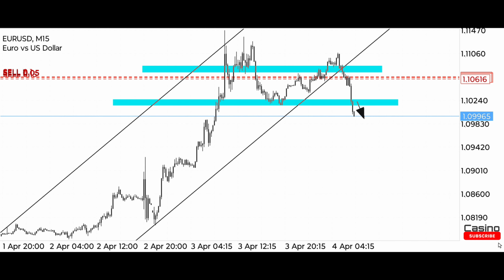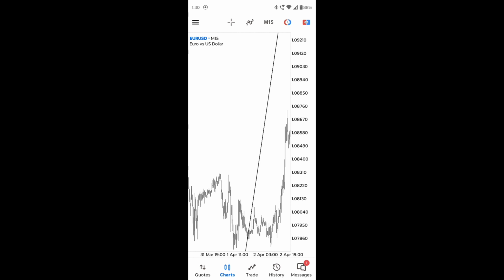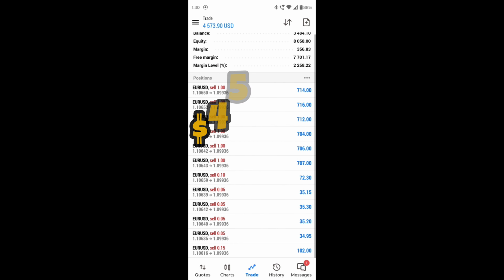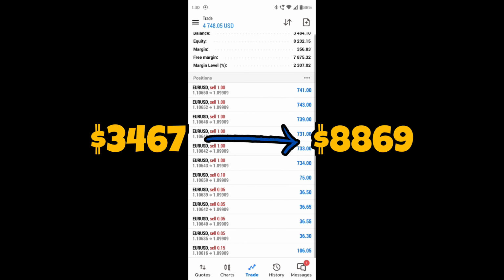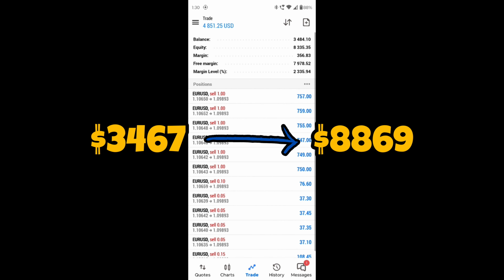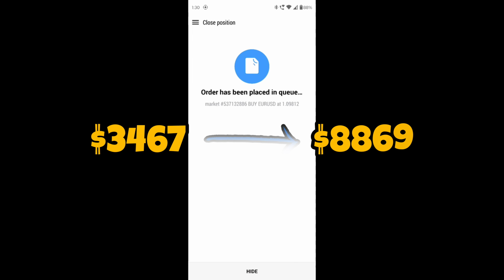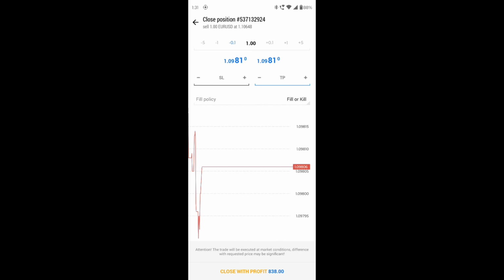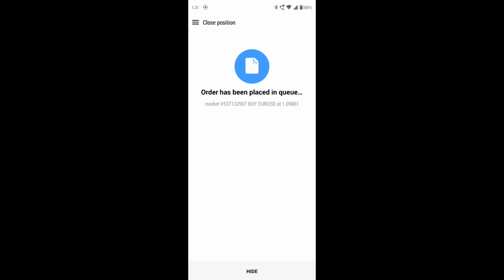Our goal has been achieved here. Now we close the trade. Guys, right now we are making a profit of more than $4,500. We had $3,467 in our account, which has now grown to $8,869. Here we used a very simple trendline breakout strategy due to which we generated good profits. Always follow the same strategy so that you become a master of that strategy.